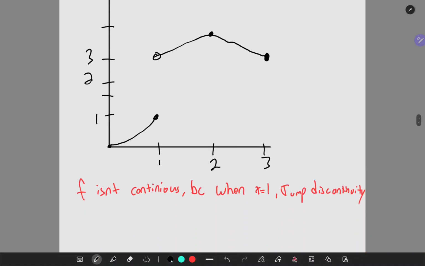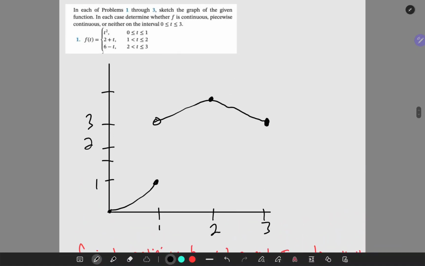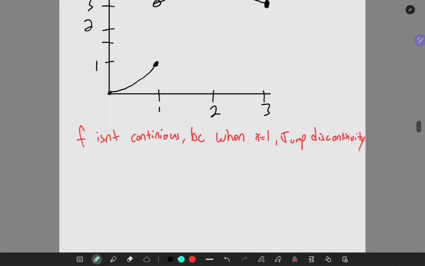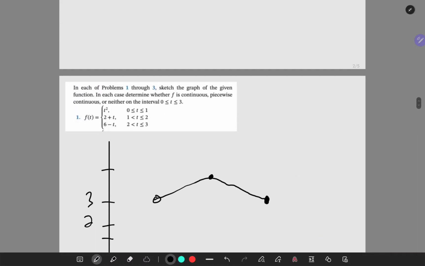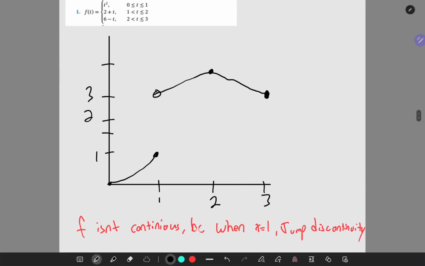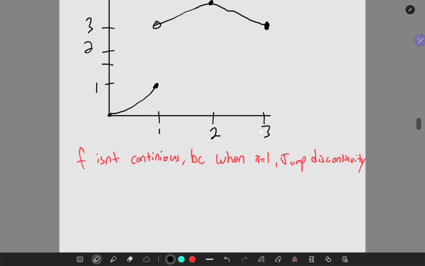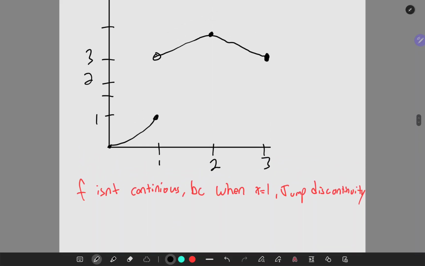Piecewise continuous. Oh, it wants to know if it's continuous, so it's not continuous. So we can rule that out. But now we can look at, is it piecewise continuous? Well, let's see. Is it continuous on the subintervals, right? So 0 to 1, is it continuous? Yes. 1 to 2, is it continuous? Yes. 2 to 3, is it continuous? Yes.